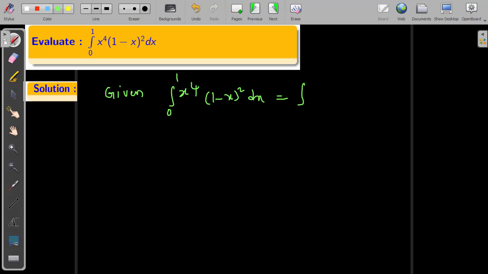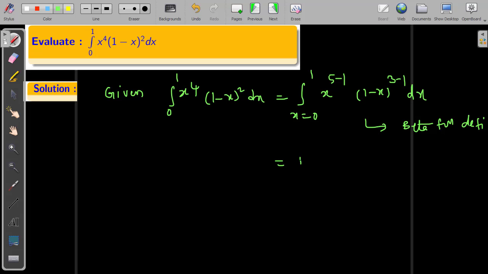This could be written as x from 0 to 1, x to the power of 5 minus 1 times 1 minus x power 3 minus 1 dx. Now it is exactly like the beta function definition. This could be written as beta of m comma n, where m comma n means 5 comma 3. Now like the previous problem, we use the beta gamma relation, which means gamma 5 times gamma 3 divided by gamma 5 plus 3. So gamma 5 plus 3 means gamma 8.